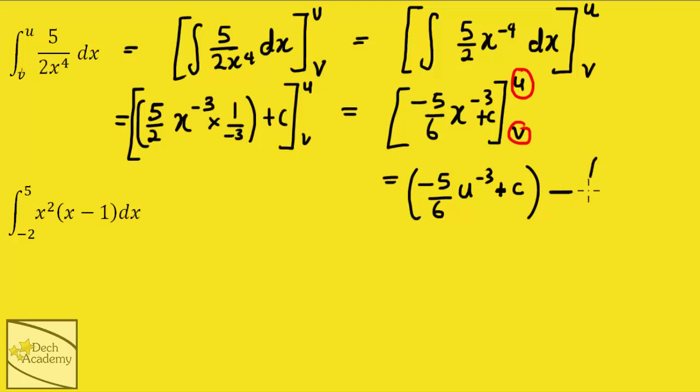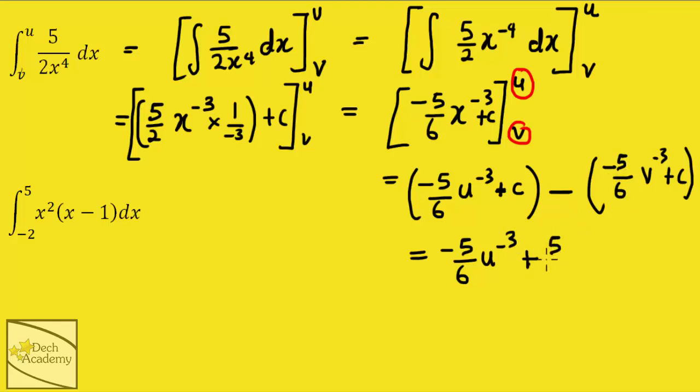So minus 5 over 6 v to the power of minus 3 plus the arbitrary constant. And this is simply minus 5 over 6 u to the minus 3 minus 5 over 6, so that becomes plus 5 over 6 v to the minus 3. The arbitrary constants cancel out, so I would like you to expand this bracket, remove all the brackets appropriately, simplify and check that you get this.